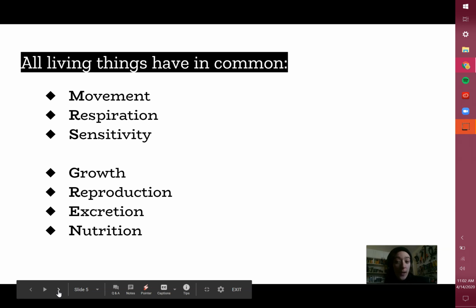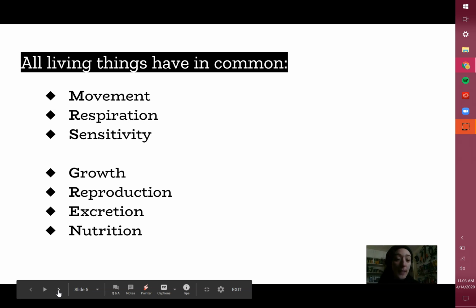MRS GREN, Mrs. Gren. That's how we remember these 7 traits. So all living things move, respirate, which means breathe. All living things respond to their environment, so they're sensitive. All living things grow, reproduce, excrete waste or eliminate waste. And all living things need nutrients, or they need food and energy, right?